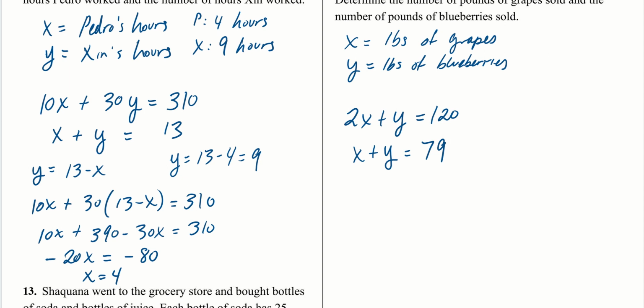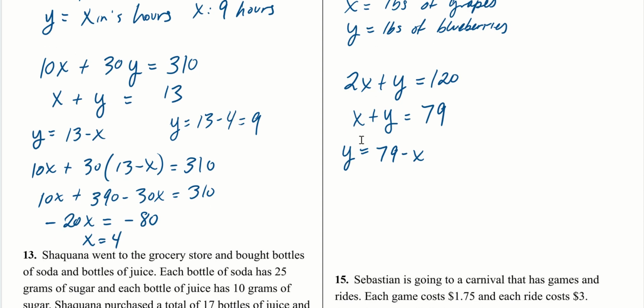So substitution is, again, the easiest way to do this. So I'm going to solve for y here. You can solve for x if you want. I'm solving for y. So y is equal to 79 minus x because I subtracted x on both sides. Now I can take this y value and plug it into my first equation. So 2x plus 79 minus x. You can put it in parentheses to start, but with the associative property, you can just drop those parentheses, and that is equal to 120.